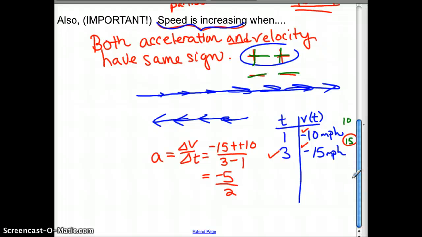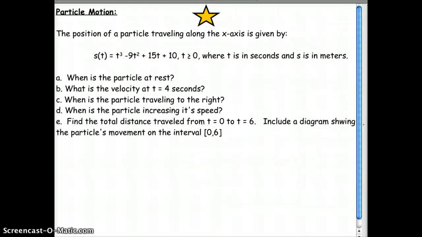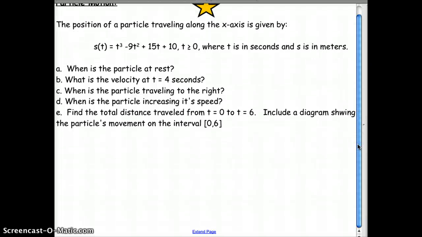So let's go to the next page, and I'm going to probably have to do this in 2 videos. This is a really good problem right here, and I'm not sure I'll get through all of it, but I'm going to do my best. So this is the position of a particle traveling along the x-axis. So it's basically something going left-right. And we're in seconds and we're in meters, and they've given me my position function.